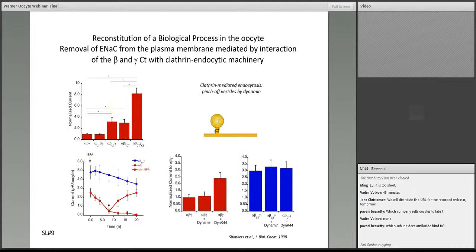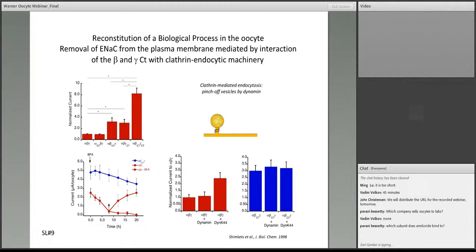Here we see in the left upper panel that the mutations or truncations of the carboxy terminus of beta and gamma subunits increase ENaC currents in oocytes. If we look now at the left lower panel, we add Brefeldin to the incubation medium. Brefeldin is a drug that blocks delivery of proteins to the plasma membrane.